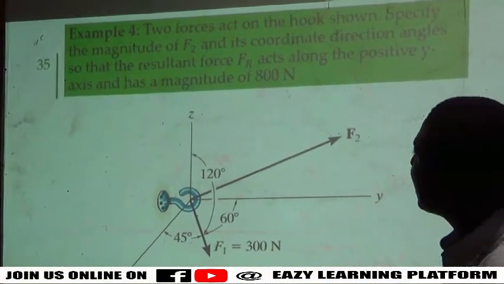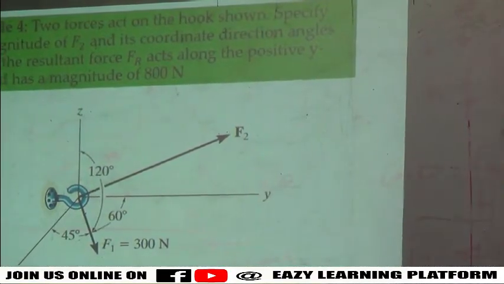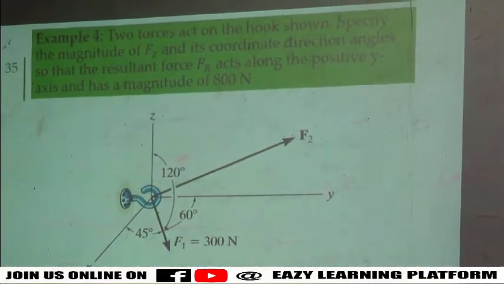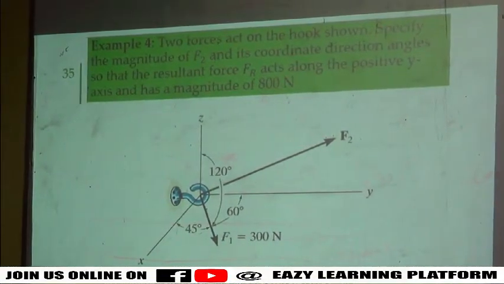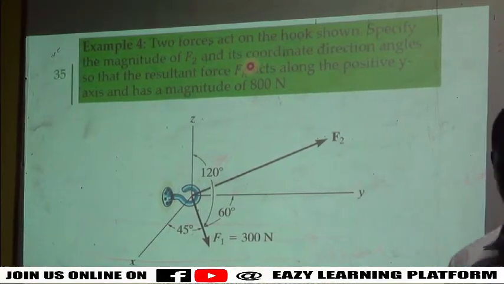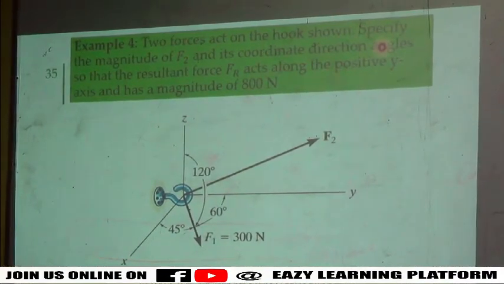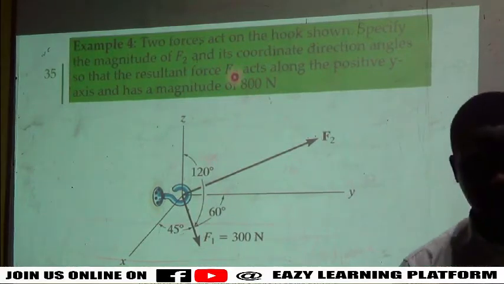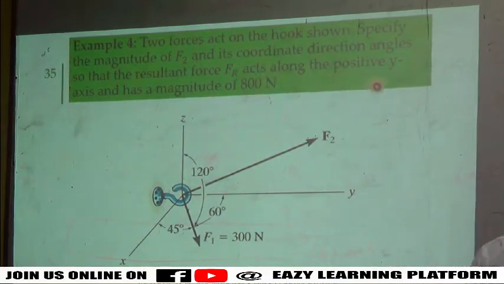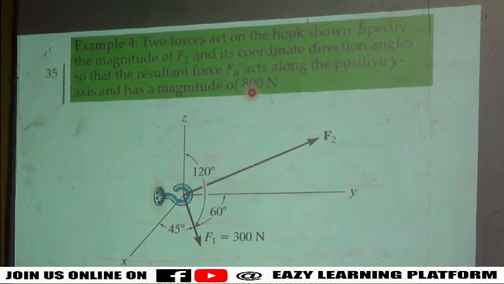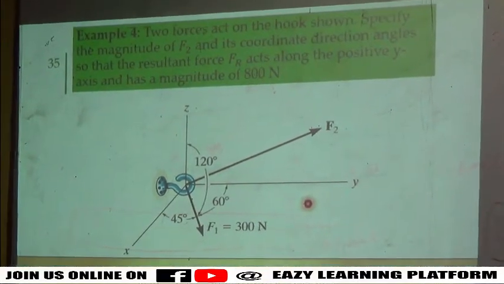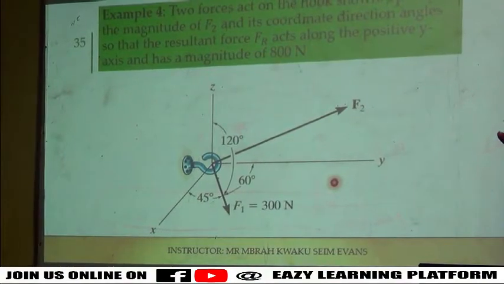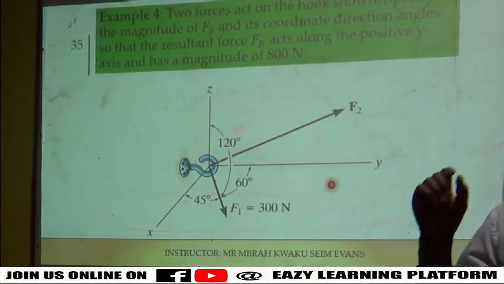So, assignment on this problem: two forces act on a hook as shown. Specify the magnitude of F2 and its coordinate direction angles so that the resultant force FR acts along the positive y-axis and has a magnitude of 800 Newton. So that is the diagram there. Again, endeavor to attempt to solve it.